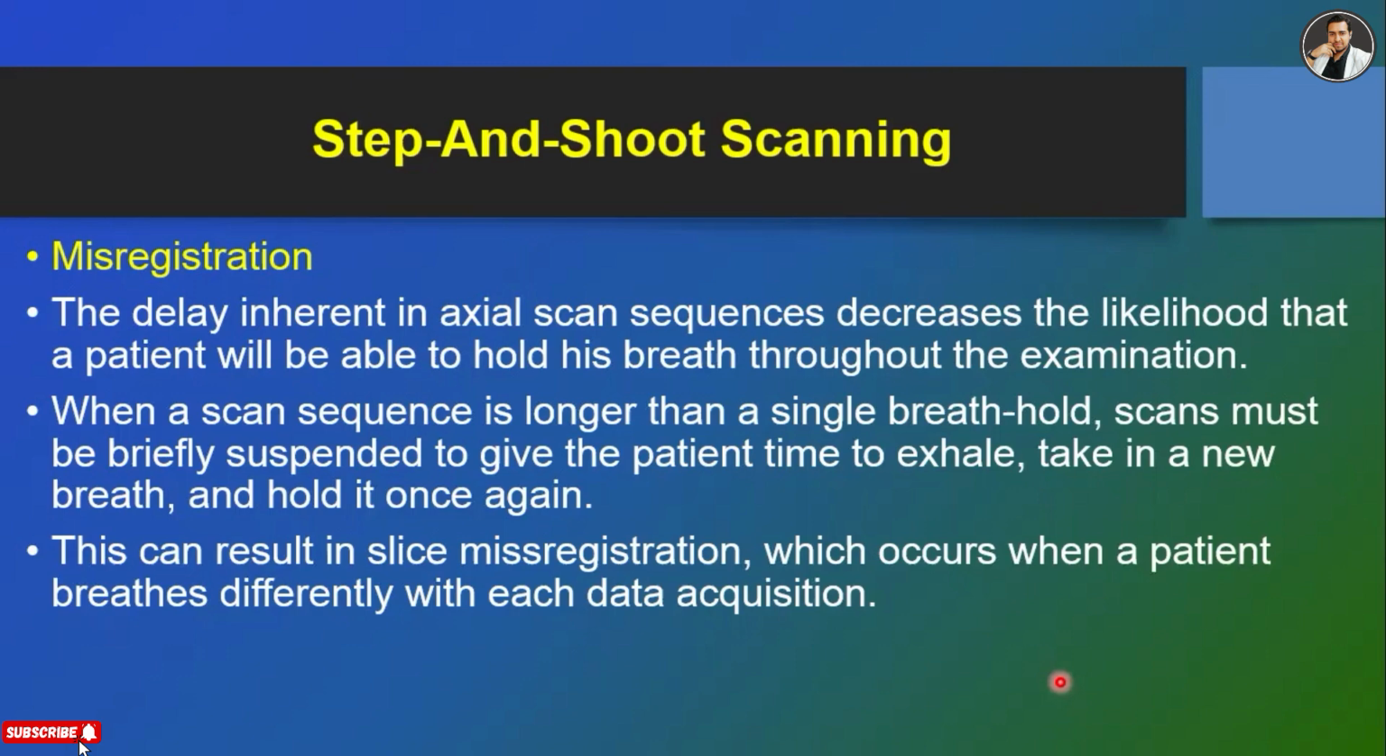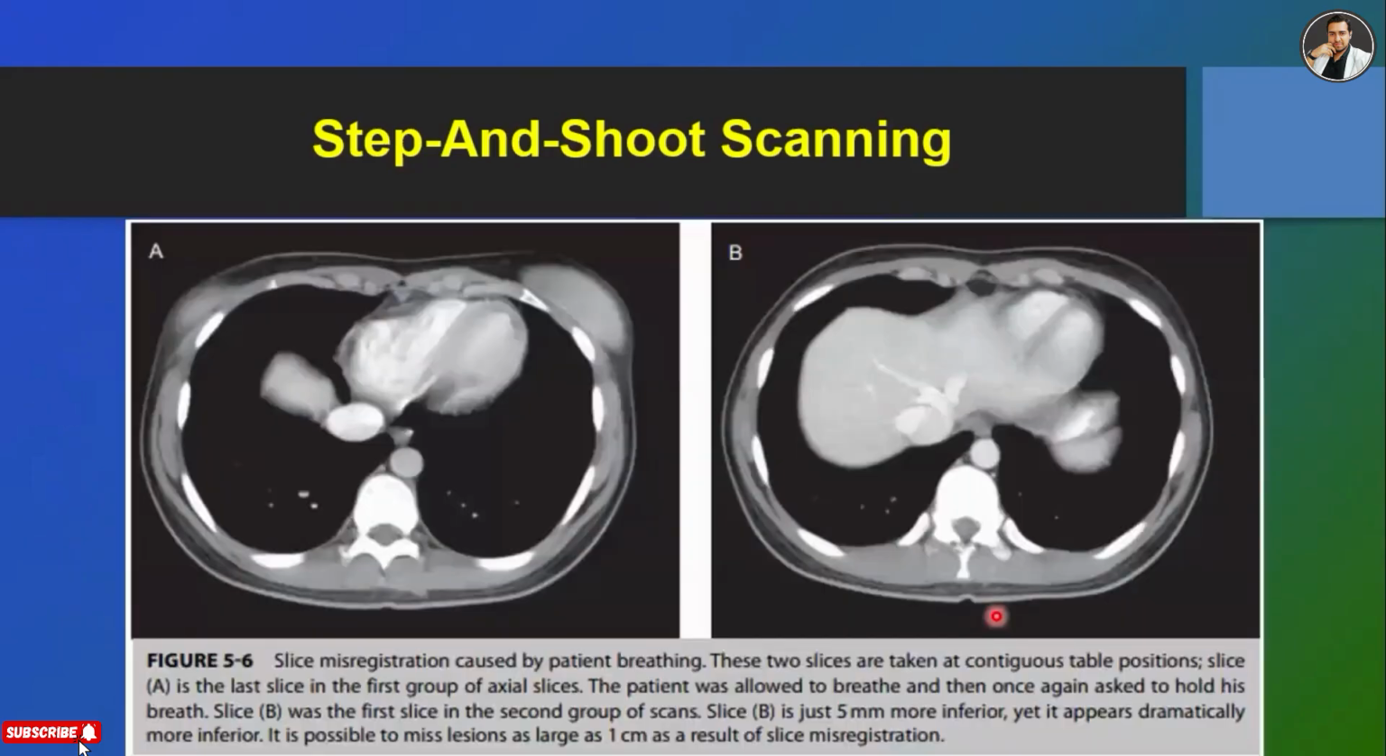The machine does not understand the change between data acquisitions. This is a problem. Here is an example of misregistration: slice misregistration caused by patient breathing. We can see that a patient breathes differently with each data acquisition.